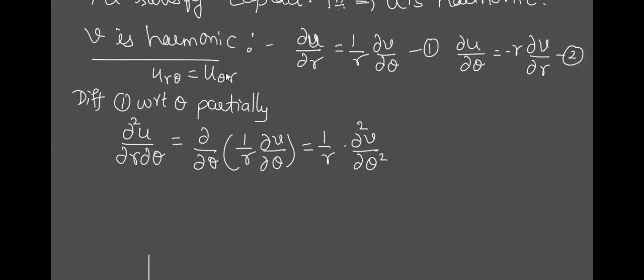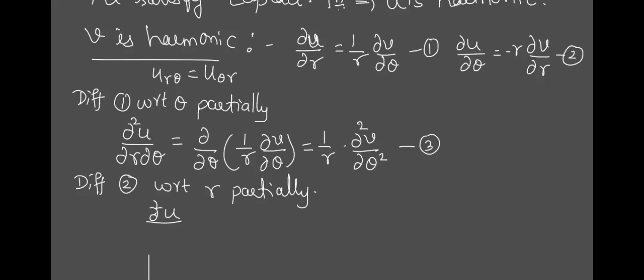Please answer. ∂²v/∂θ² it is. Okay, this is some equation 3 you can call. Similarly, I will take this equation 2. Tell me, I have to differentiate with respect to what? Always r, with respect to r partially again. So, what is the derivative of ∂u/∂θ with respect to r?